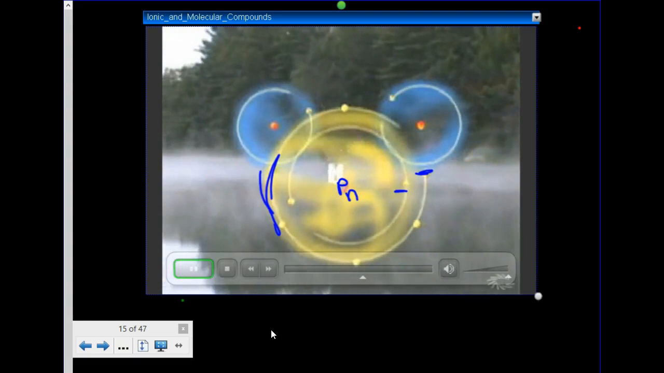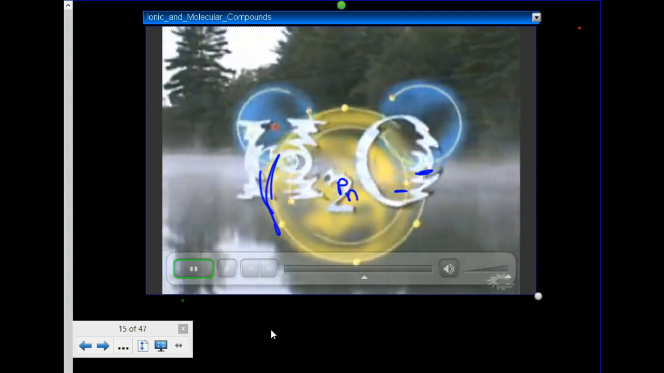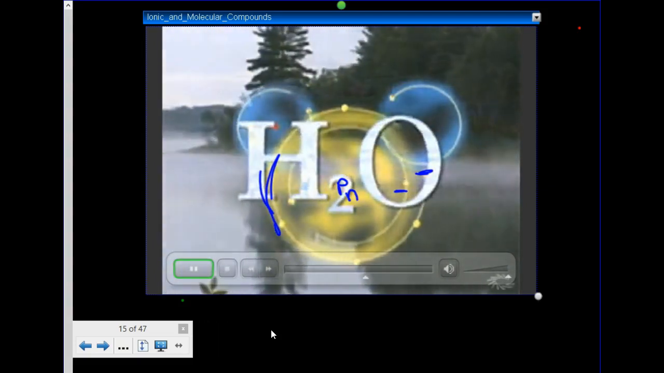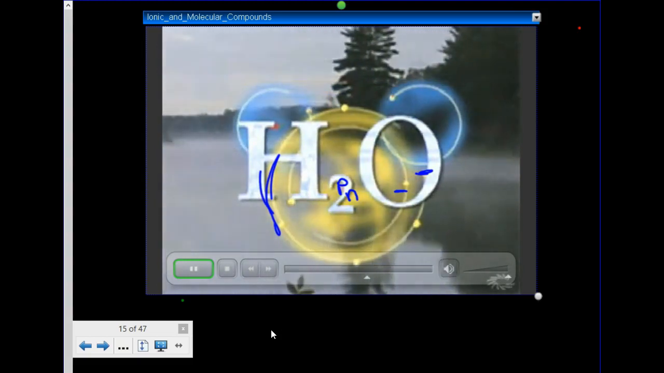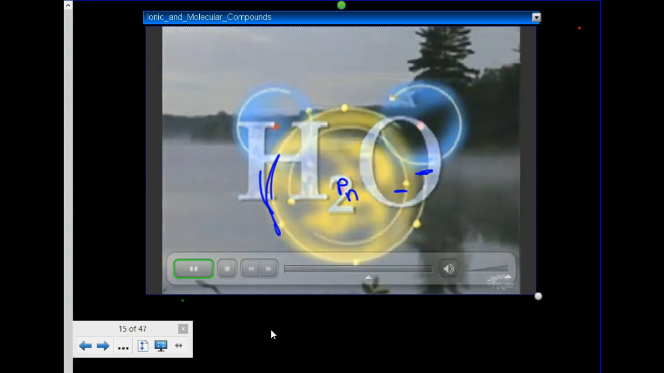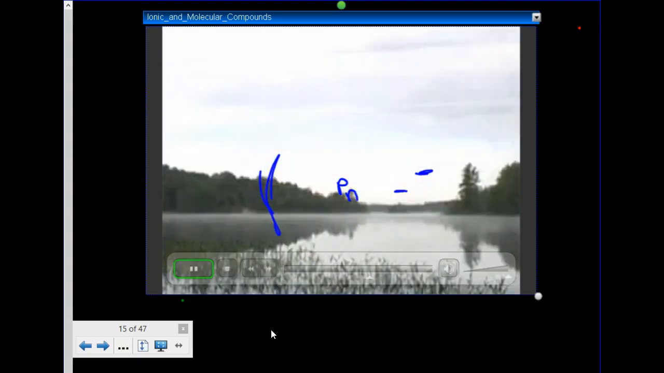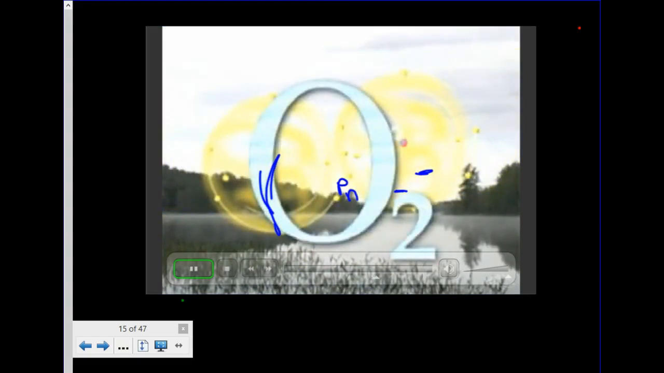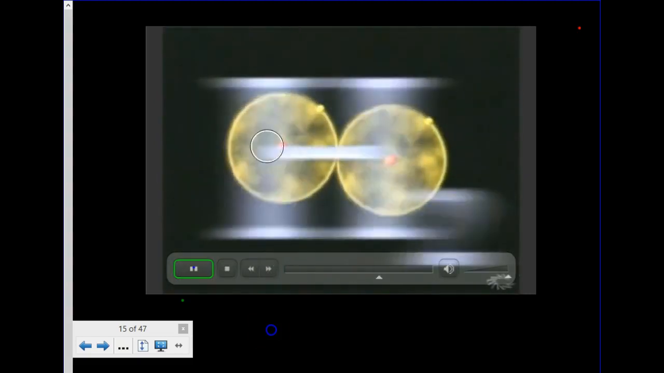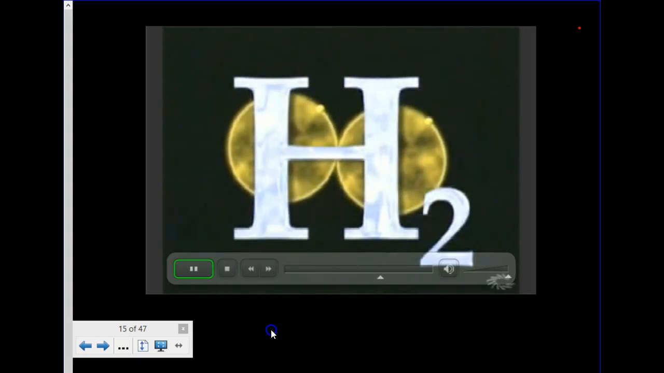Two atoms of hydrogen and one of oxygen is a molecule of water, H2O, one of the most common and stable substances on our planet. In some instances, two atoms of the same element combine. Oxygen in the atmosphere exists as a molecule of two oxygen atoms, O2. Hydrogen is often found as a molecule of two hydrogen atoms, H2.